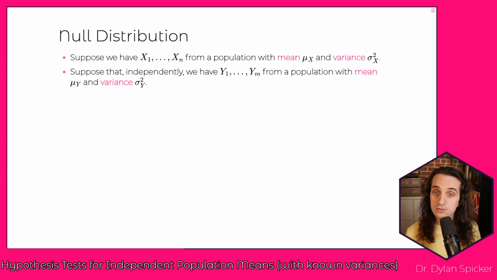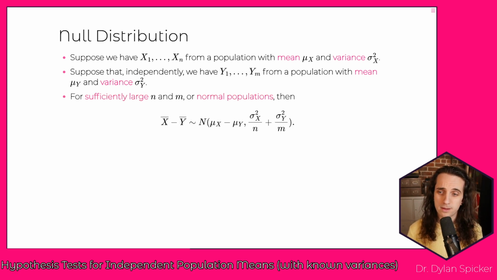They can be different values from one another, but we assume that we do know them. Now, if x and y, or n and m, are large enough, or if the population distributions are normal to begin with, then the difference in sample means is going to have a normal sampling distribution, right? So x bar minus y bar is going to be distributed according to a mu x minus mu y and a variance of sigma x squared over n plus sigma y squared over m.